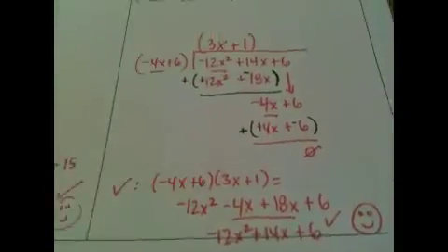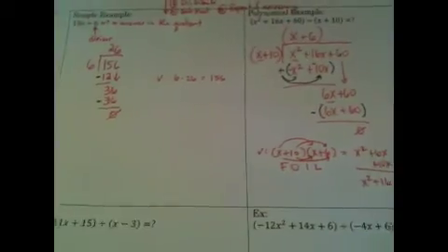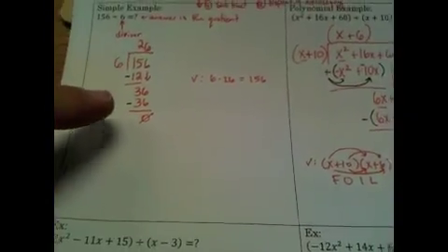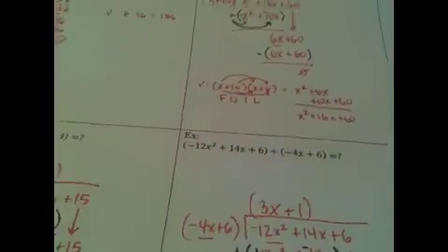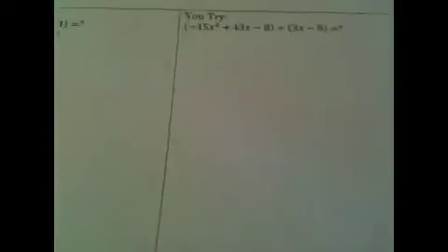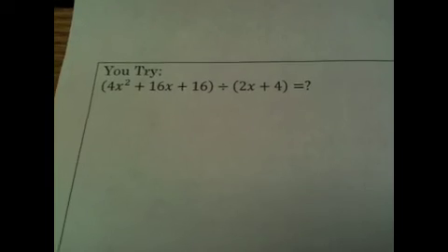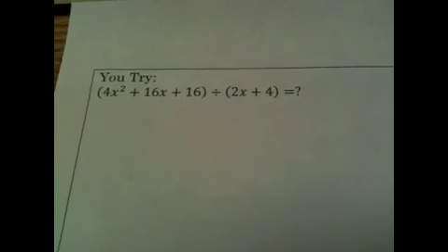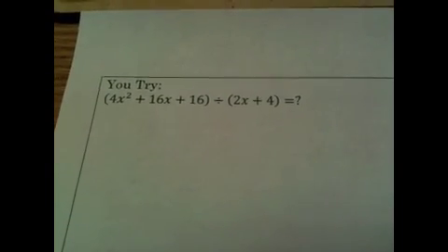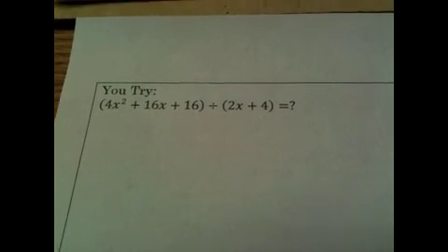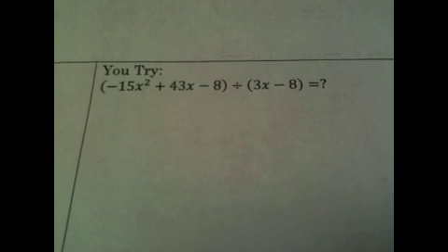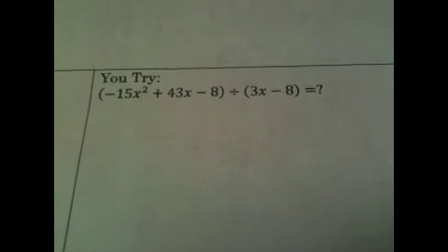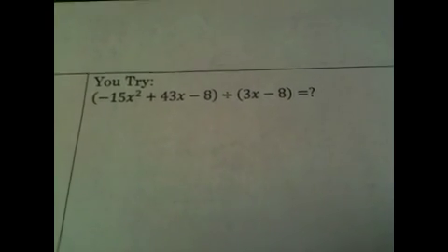Okay. So 3 good examples there, all based on old long division that we've known for quite some time. Okay, you got your steps written at the top. All right, the first part of this video I'm going to end with just showing you the next two. I have you try, so you're going to try this one. 4x squared plus 16x plus 16 divided by 2x plus 4. Okay, you try that one. And you also try this one, negative 15x squared plus 43x minus 8 divided by 3x minus 8.